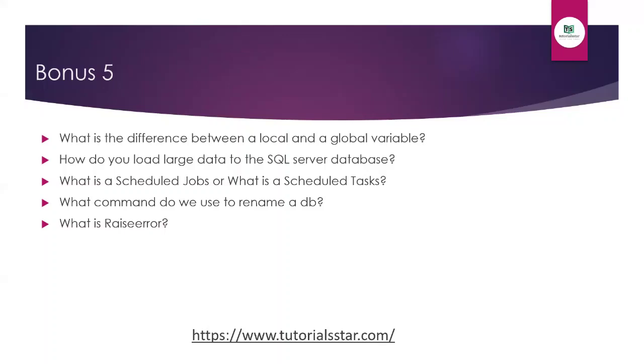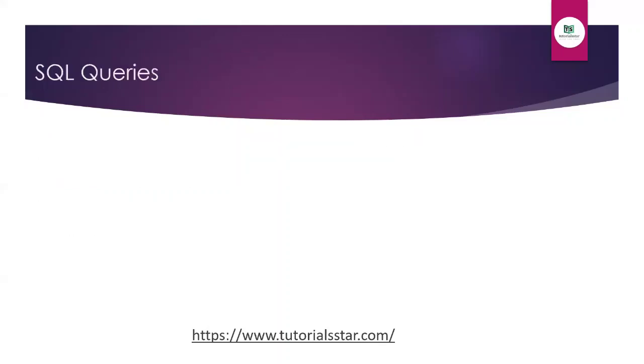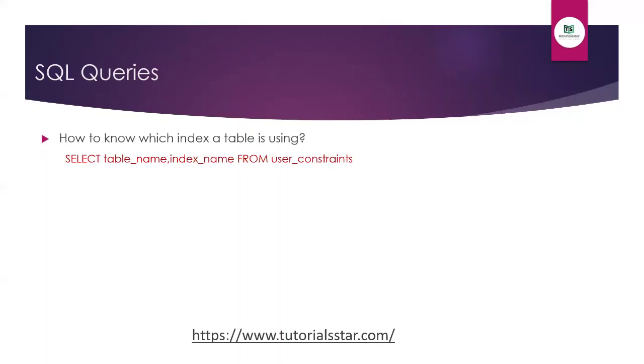So now let's see the most commonly asked SQL queries. First question is how to know which indexes a table is using. We need to find out the indexes from the table. For that we can get the details of the table name and the index name from the user_constraints table. You can simply select table_name, index_name from the user_constraints table. From there you can see what indexes are available for the particular table.